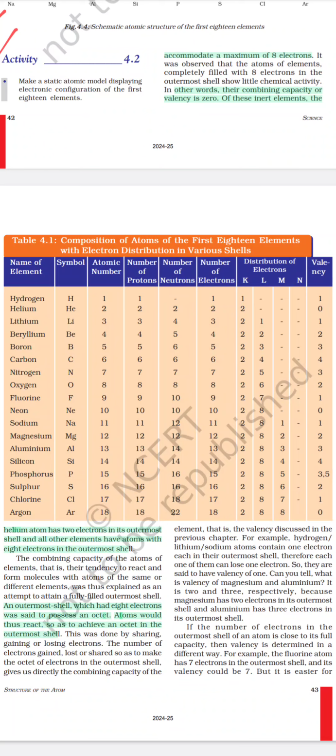The combining capacity of the atoms of elements, that is, their tendency to react and form molecules with atoms of the same or different elements, was thus explained as an attempt to attain a fully filled outermost shell. An outermost shell which had 8 electrons was said to possess an octet. Atoms would thus react so as to achieve an octet in the outermost shell.